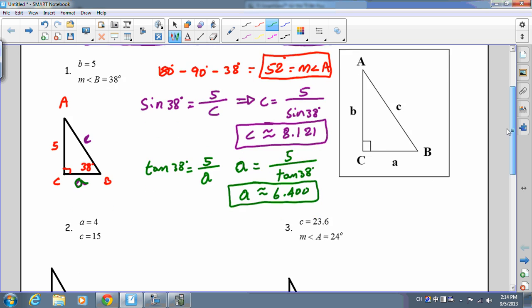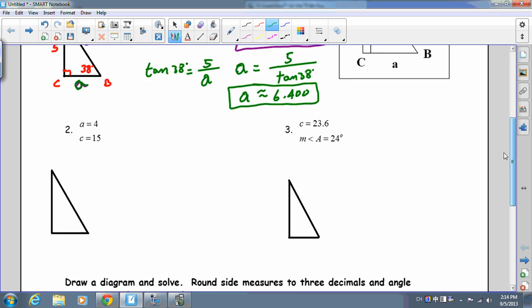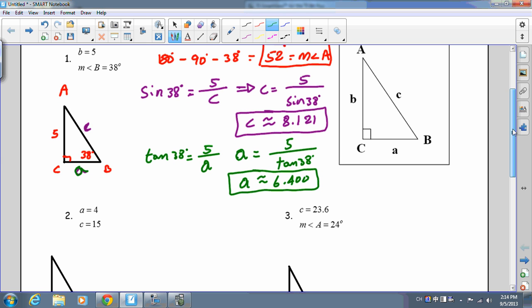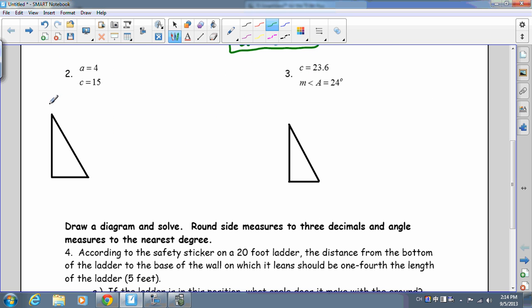Let's do the same thing for 2 and 3. Once again, I drew my triangles already. You can draw your own, and I actually suggest you draw your own instead of using the same triangle for all three problems. Once again, this is A, this is B, and this is C. I know this is a 90-degree angle. According to what's given, this side is equal to 4.